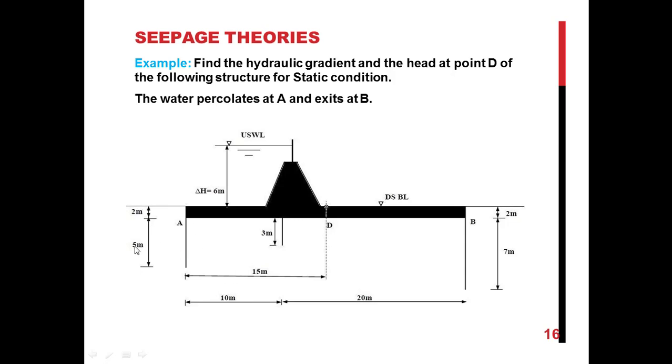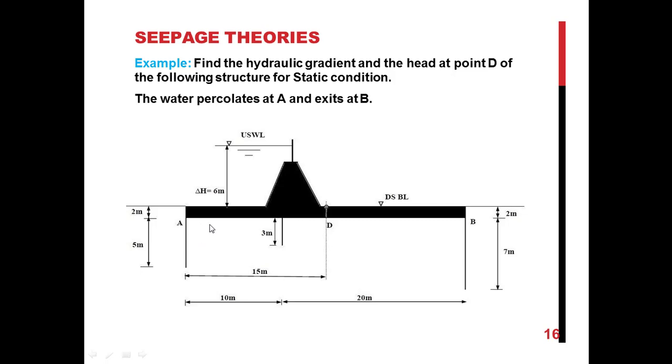plus 2 times 5. Here the water starts percolating. Water will seep through this 2 meter depth, which is the thickness of the floor. Then water percolates up to this 5 meter. Then it will turn and again move through this length, which is 5 meters. So 2 plus 2 into 2 multiplied by 5, or 2 times 5.